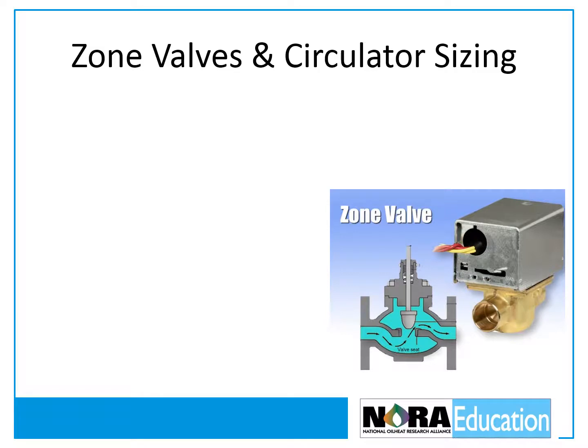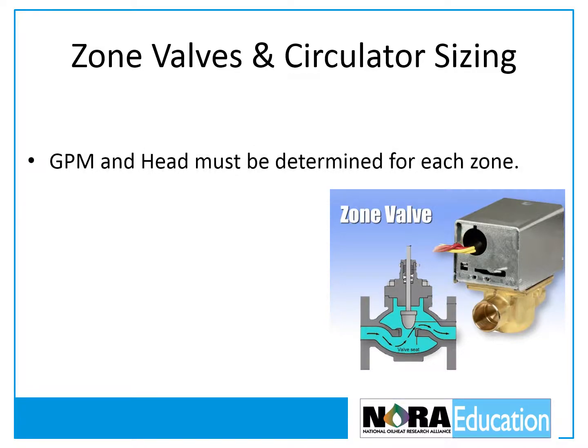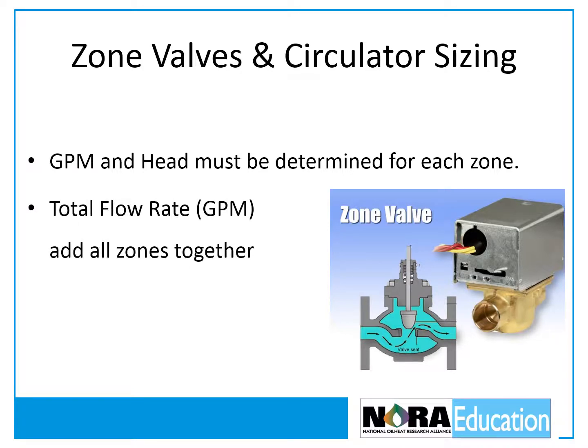When one circulator is serving multiple zones, the flow rate requirements and head loss for each zone must be determined first. Then, to find the total flow rate, add all of the zones together. To determine the total head loss, use the largest head loss. The gallons per minute is cumulative, head loss is not. If a circulator can overcome a high head loss zone, it can overcome a lower head loss zone.